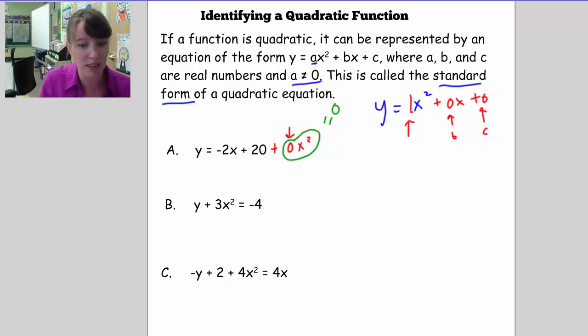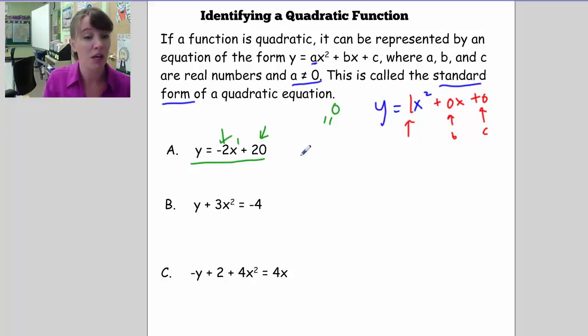Another way of looking at this is, look, this is a linear function, right? The highest exponent I see on x is 1 right here. So this would just be a line with a y-intercept of positive 20 and a slope of negative 2. This would not be a quadratic equation. It wouldn't form a parabola when we graphed it.